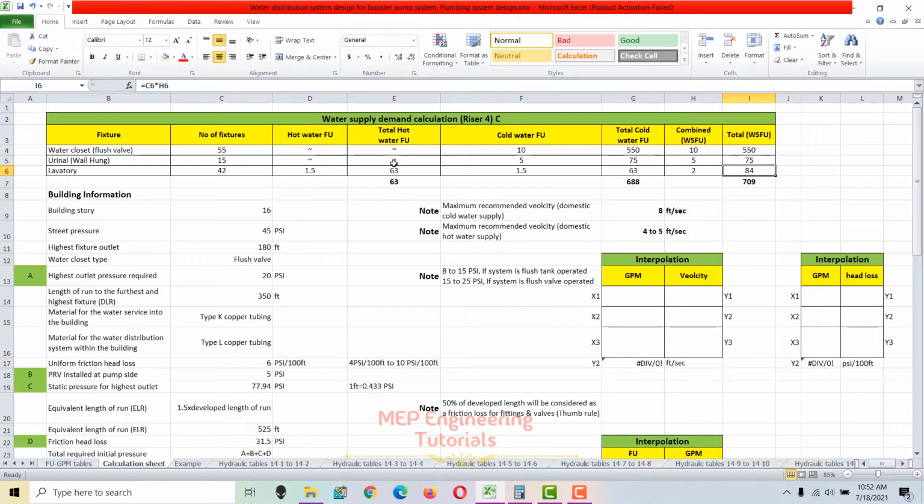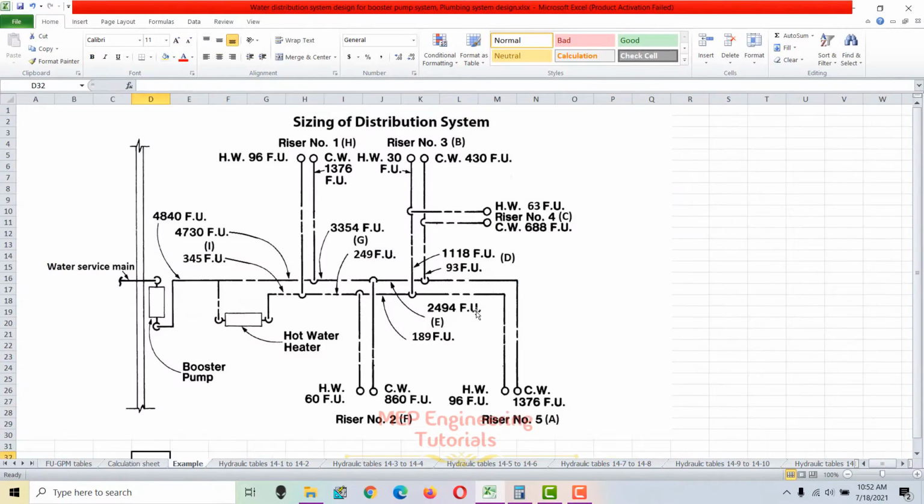So if you see, the total hot water fixture unit at riser 4, section C, is 63, and the total cold water fixture unit at riser 4 is 688 fixture units. So same, we write here hot water 63 fixture units, cold water 688 fixture units at riser 4 or section C.